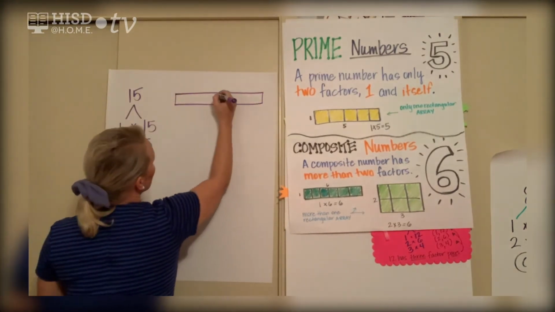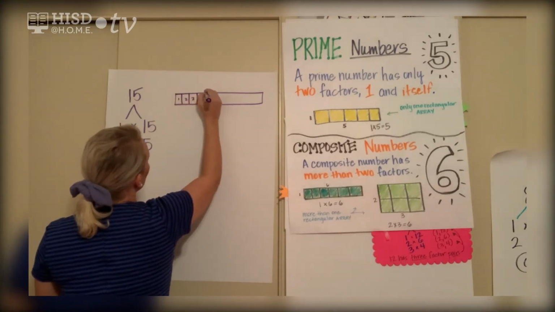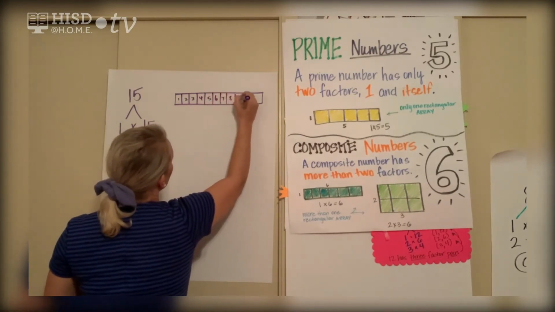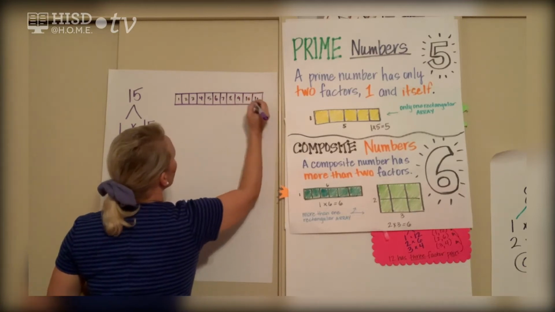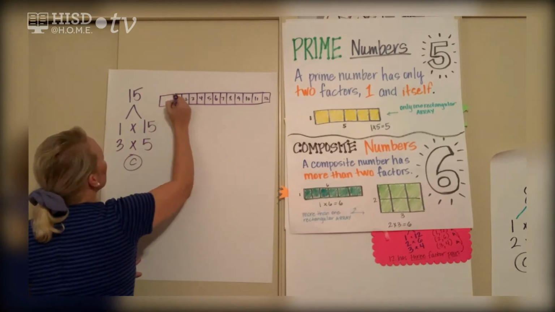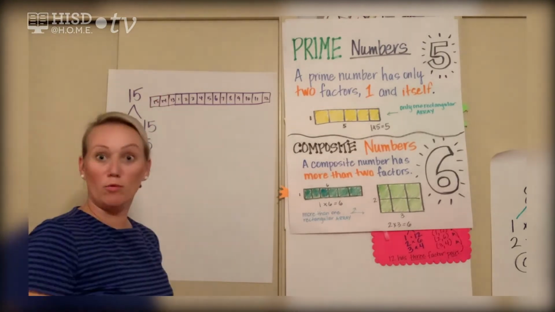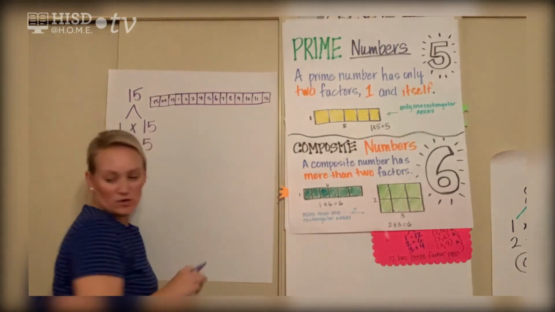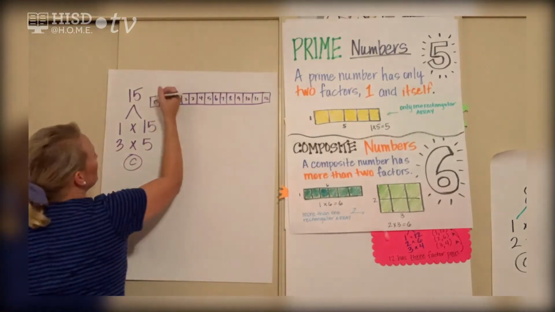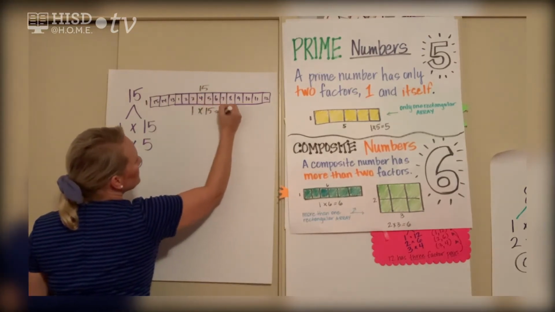Remember the arrays. So I'm going to go 1, 2, 3, 4, 5, 6, 7, 8, 9, 10, 11. Oh, I need more. That's going to be 12, 13, 14, 15. Oh, that's a long one. So I have, let me use a different color. That's an array. Don't worry about the numbers. There are 15 in there. So this would be 1 times 15. 1 times 15 equals 15.